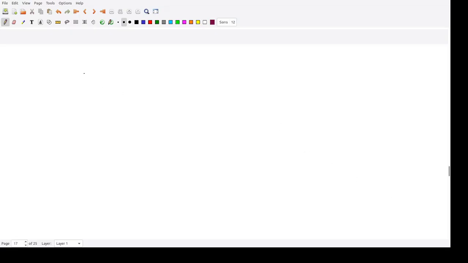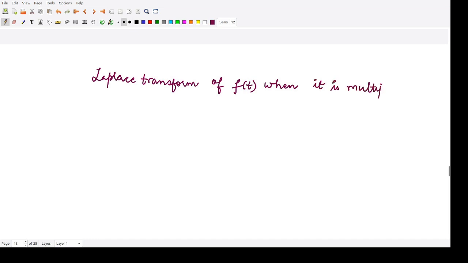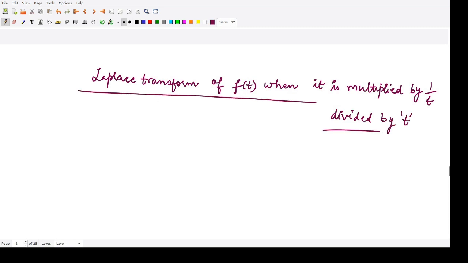Next we have division by t. Laplace transform of function f of t when it is multiplied by 1 by t, or you can say when it is divided by t, whatever you would like to call it. So this is what we will do next.